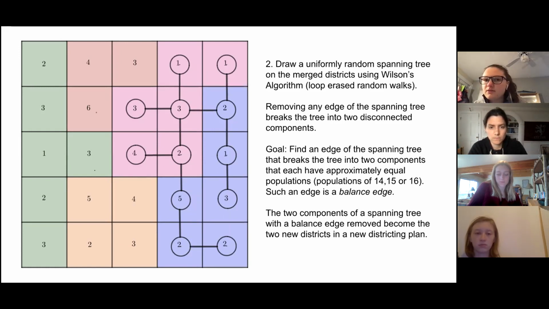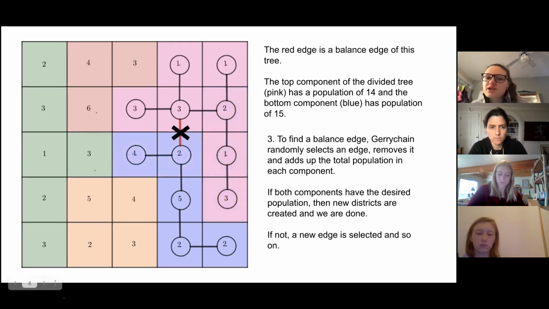So in this case, we're looking for an edge that would split this tree into 2 subtrees of populations of either 14, 15, or 16 each. And such an edge is called a balance edge. Removing this edge would give us 2 new districts. So in this tree, there is a balance edge, and the top component of the tree has a population of about 14, and the bottom has a population of 15.